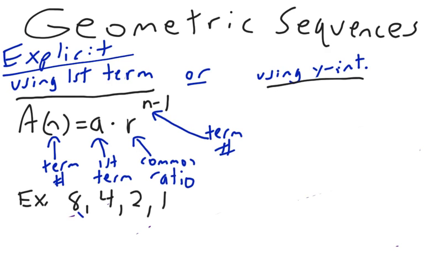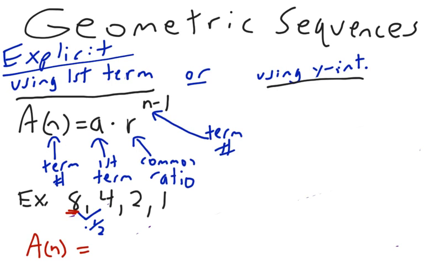So let's use that last example again. So if we had 8, then 4, then 2, then 1, we said our common ratio is 1/2. So that's my r. My first term is 8. So plugging that in, it would look like this. a sub n equals a times r to the n minus 1.